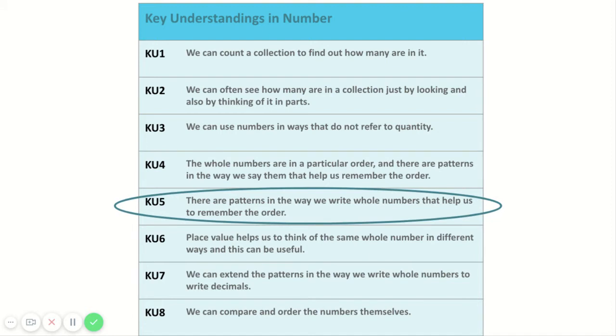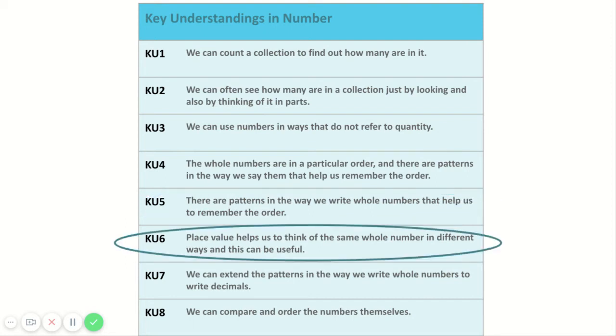Key understanding 5. There are patterns in the way we write whole numbers that help us to remember their order. The samples show that Sarah needs work developing this key area of understanding. Key understanding 5 would be an appropriate place to focus instruction.